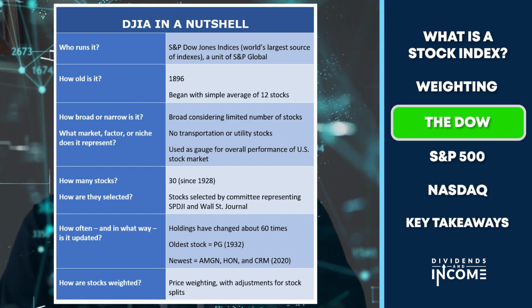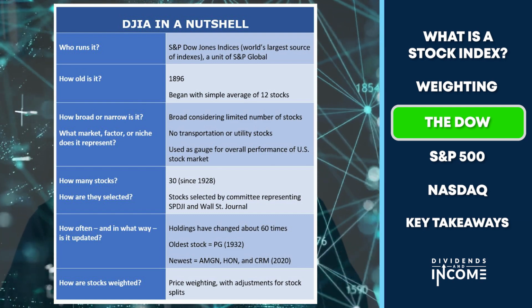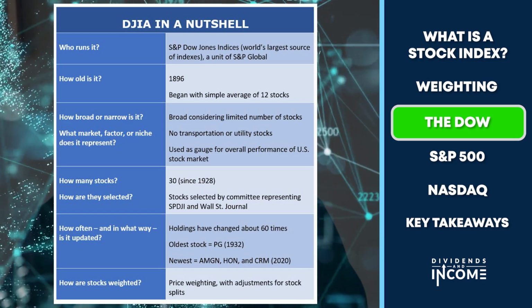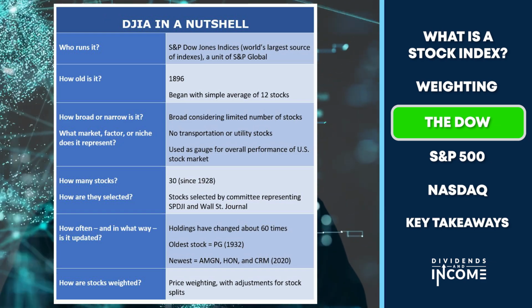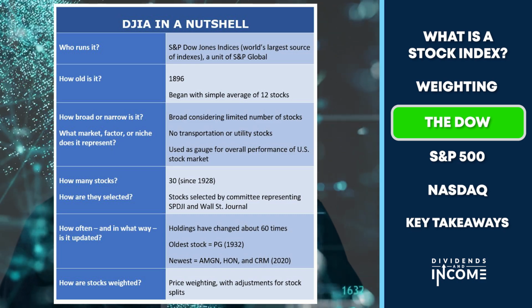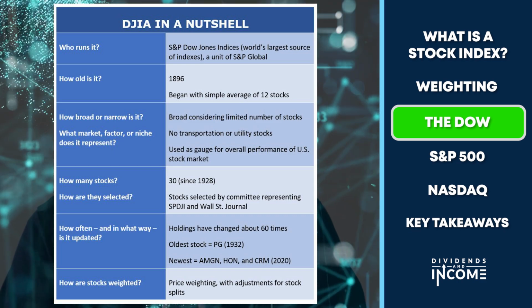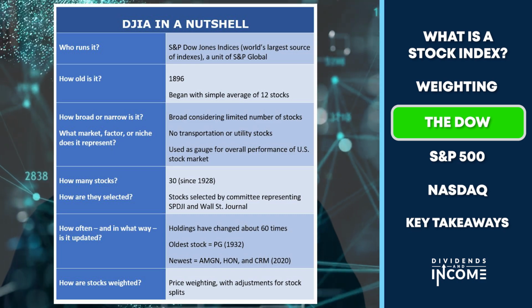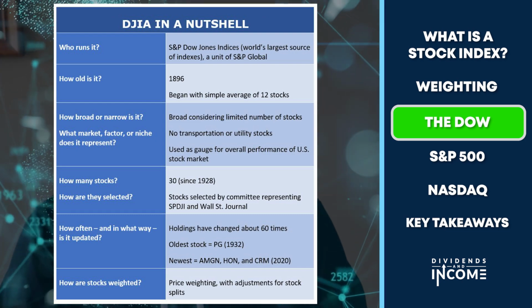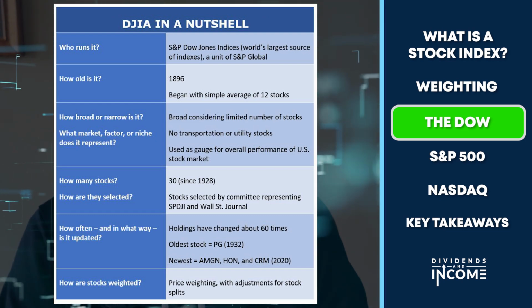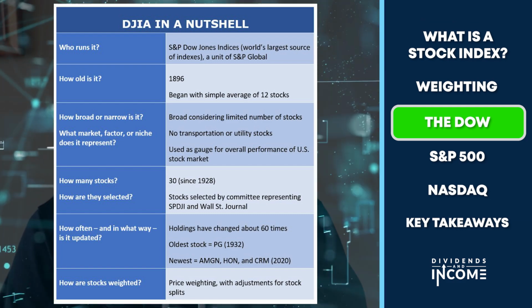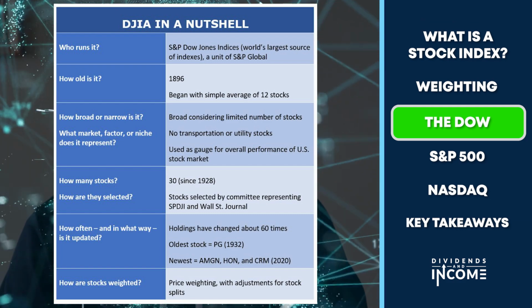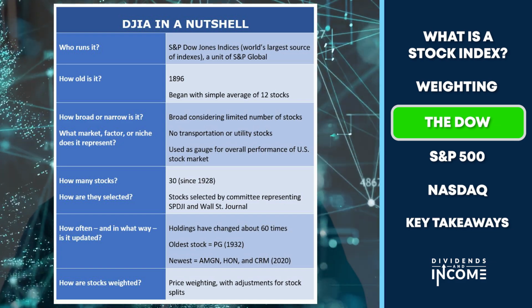It's run by S&P Dow Jones Indices, which is a unit of S&P, which is Standard & Poor's Global, and this unit, S&P Dow Jones Indices, is the world's largest source of stock indexes. The Dow index itself dates all the way back to 1896. It began with a simple average of the prices of 12 stocks. It now has 30 and has been at 30 for many decades.